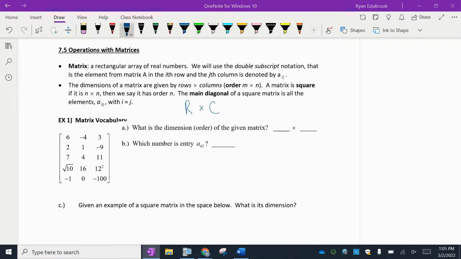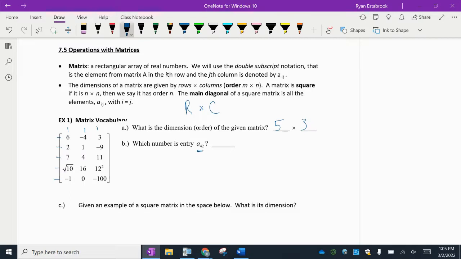So in this first matrix we have here, the rows are the side to side. We have 1, 2, 3, 4, 5 rows by 1, 2, 3 columns. So we would call this a 5 by 3 matrix. That tells you the size, sometimes called the order of the matrix, the number of rows by the number of columns.